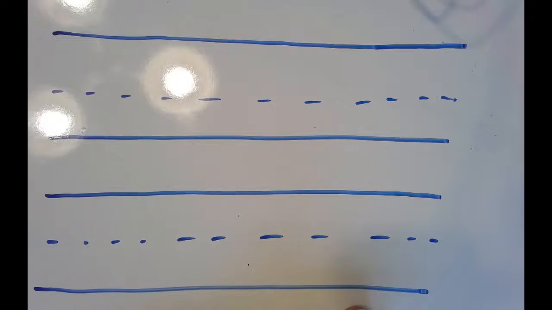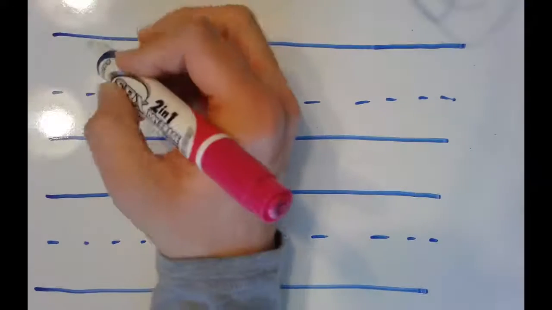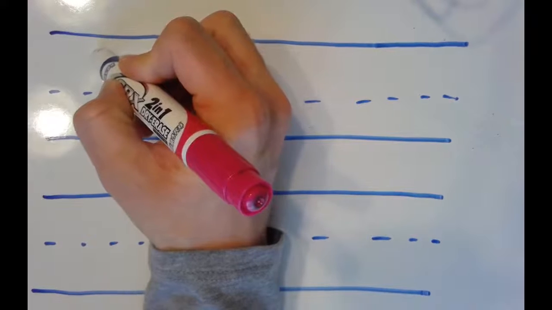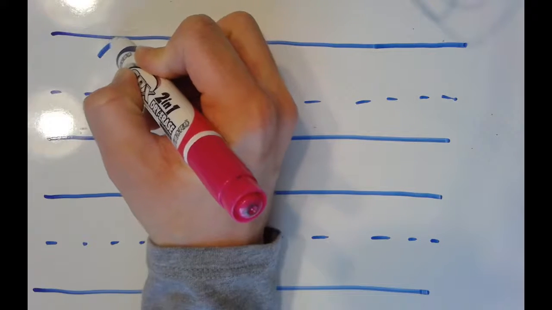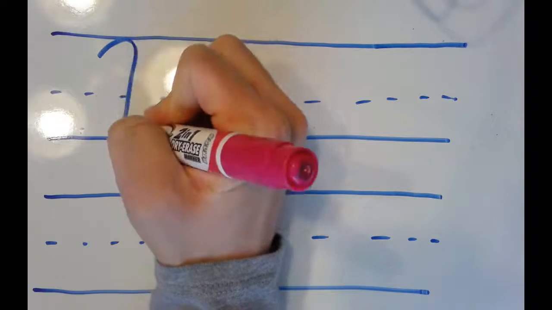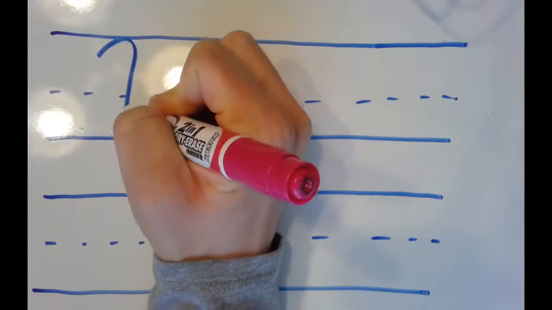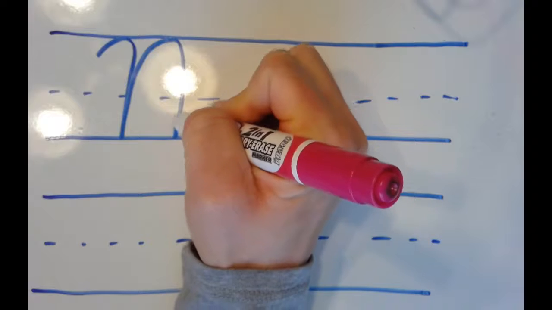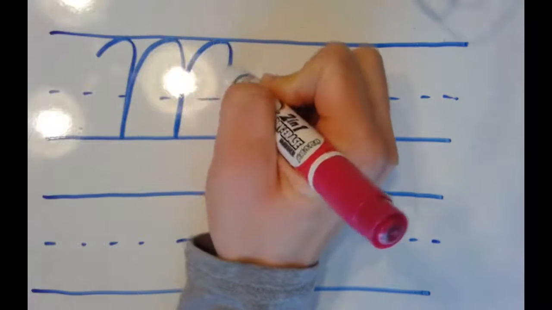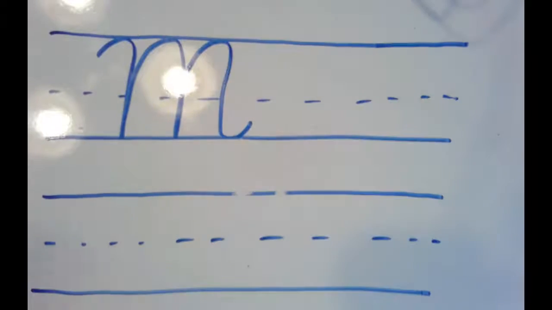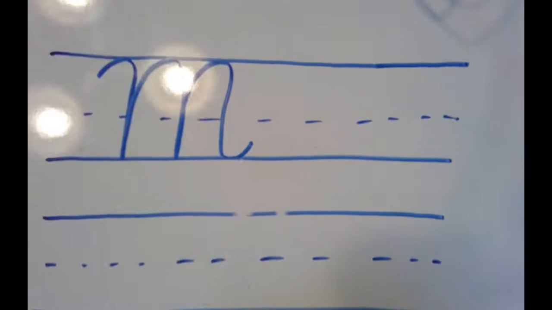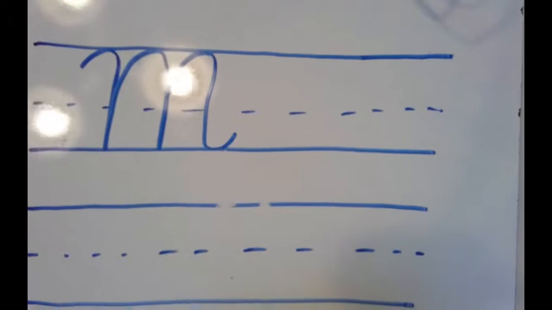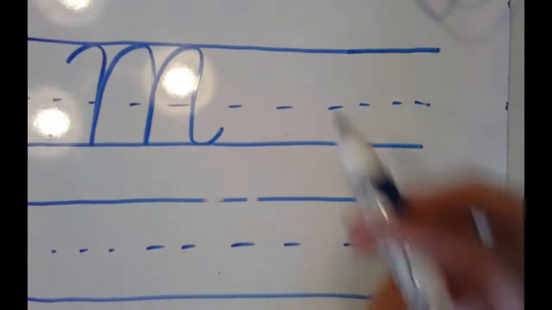So, capital cursive M. You start here, not quite at the top line, but almost at the top, and you come up and then back down, all the way to the bottom line, slide up and all the way back down to the bottom line again, slide up and all the way back down to the bottom line, and then make a little hook. Capital M. Pretty easy. I'm going to do another one.